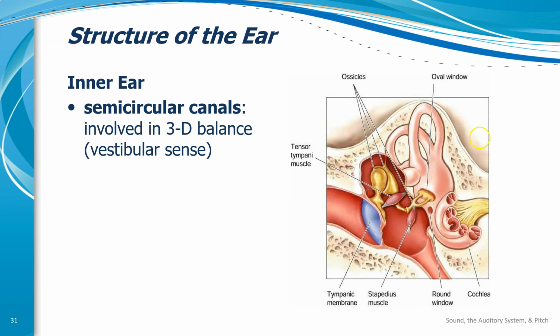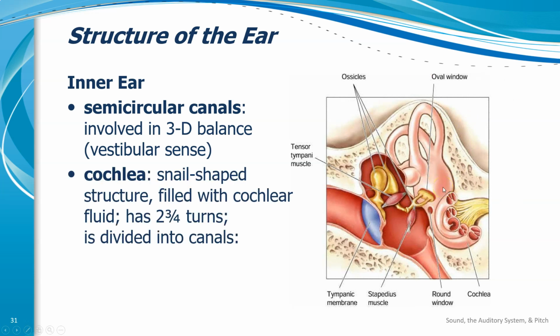This is not the greatest diagram. You can't see all three of them. There are three of them, and interestingly, they are arranged at right angles to each other. So these can help you sense movement in any direction. Now, the semicircular canals are kind of part of this other pink structure here. It's called the cochlea. It is kind of snail-shaped, and it's been cut away here. It is filled with cochlear fluid, as I mentioned.